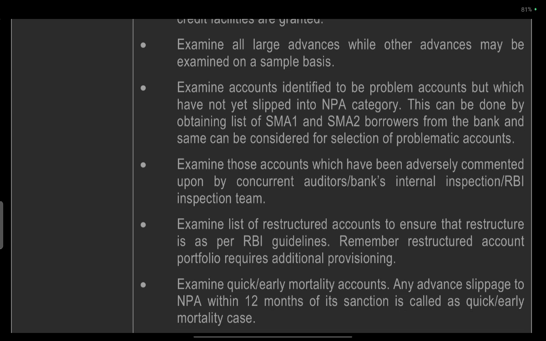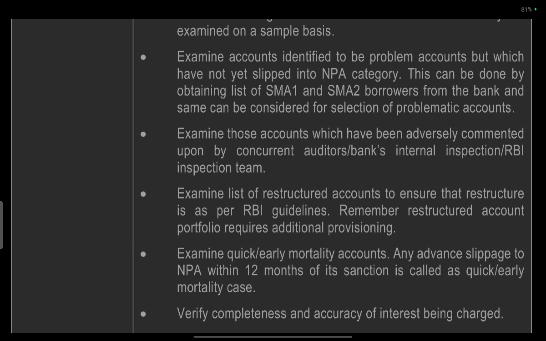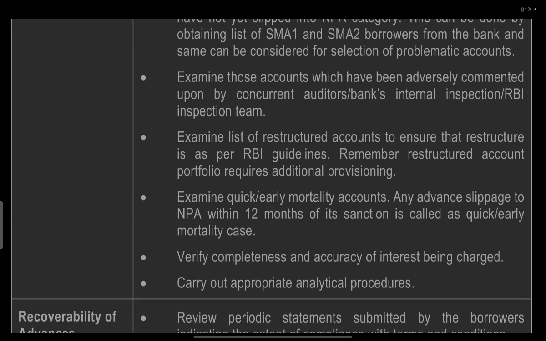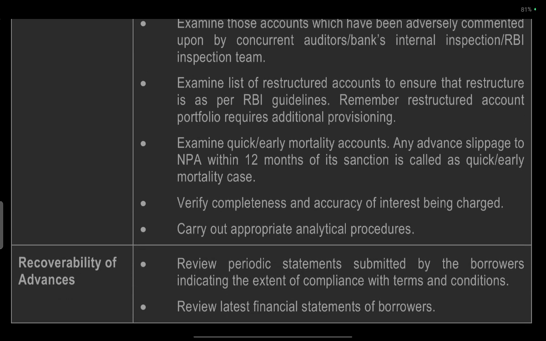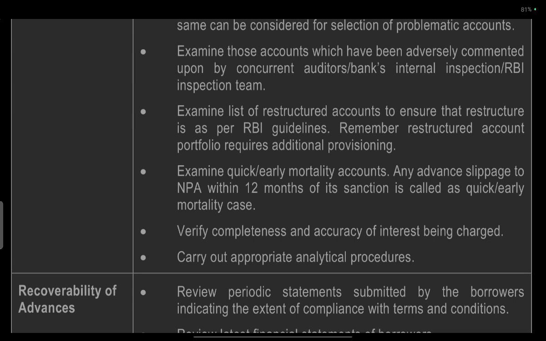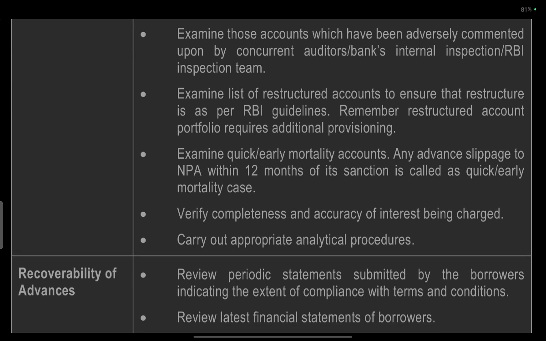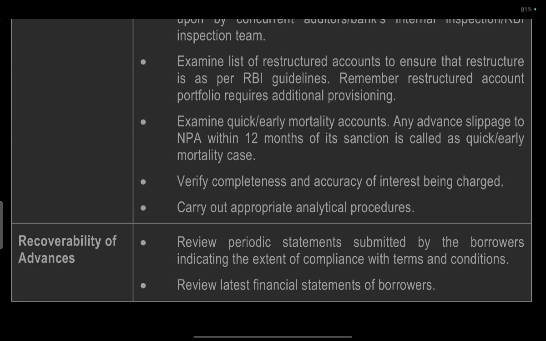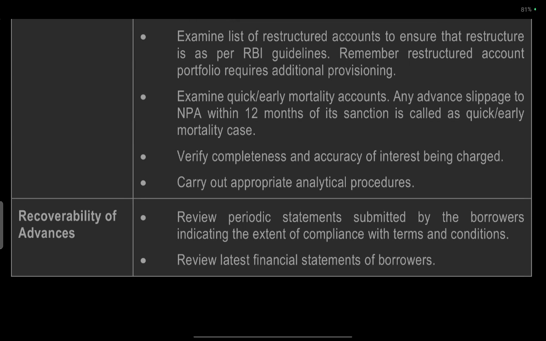Examine all the large advances, while other advances may be examined on a sample basis. Examine the accounts identified to be a problem but which have not yet slipped into NPA category. This is done by obtaining SMA1, SMA2 borrowers from the banks and can be considered in the selection of problematic accounts. Examine those accounts which have been adversely commented upon by the concurrent auditors and internal inspection, RBI inspection teams. Examine the list of restructured accounts, and ensure that restructuring is as per RBI guidelines. Remember, restructured accounts or portfolio require additional provision.